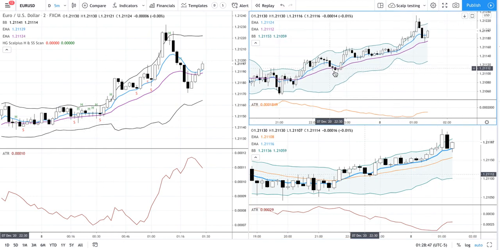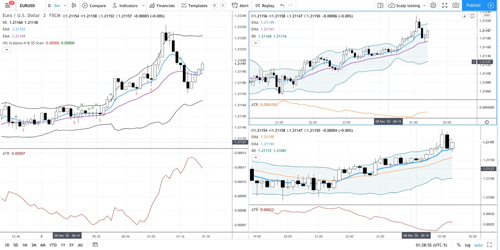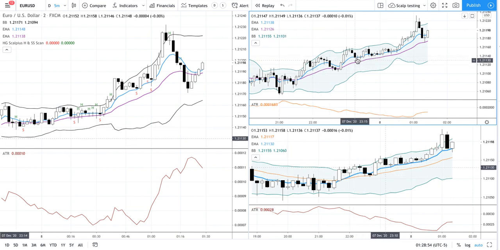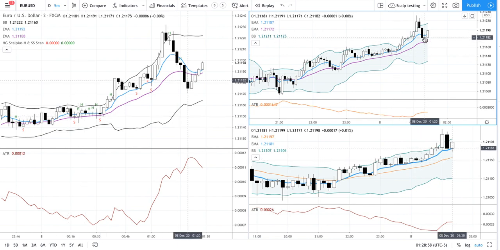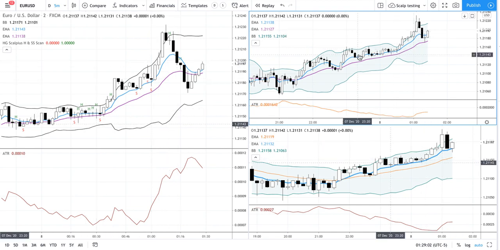Now, why do we use this? Because here is a reasonable place to get long. Here is a reasonable place to get long. Here is a not unreasonable place to get long. Here is a reasonable place to get long. Like a pullback in an uptrend is a pretty reasonable place to get long.